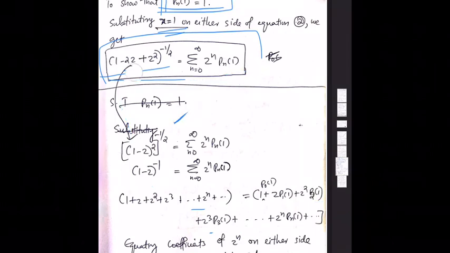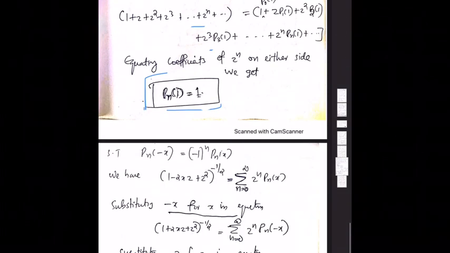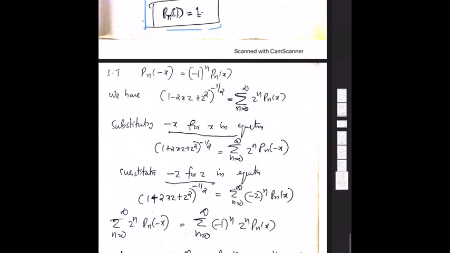Okay, then we can move on to the next thing. We show that Pn of minus x is equal to minus 1 to the power n Pn of x. We show that Pn of minus x is minus 1 to the power n Pn of x. It's very easy.